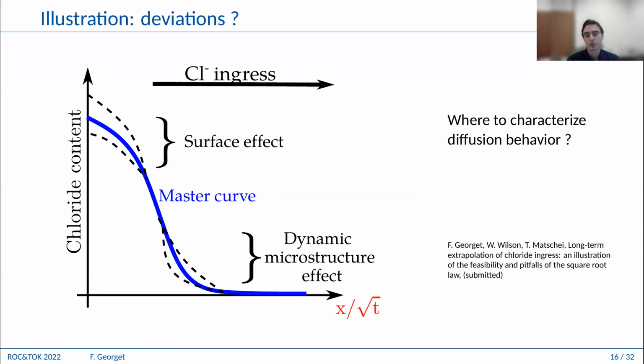And this is the main picture I would like you to keep in mind, that when you look at this chloride content profile, what is important is the center of the curve. Yes, we know that at the surface, we are going to have a lot of surface effects, for example, due to leaching. And at the bottom of the curve, we are going to have other effects due to the dynamic microstructure. But if we focus on the center of the curve, we can characterize the main diffusion behavior of our binder, which is sufficient in a first order to classify the different binders that we can choose for special application.